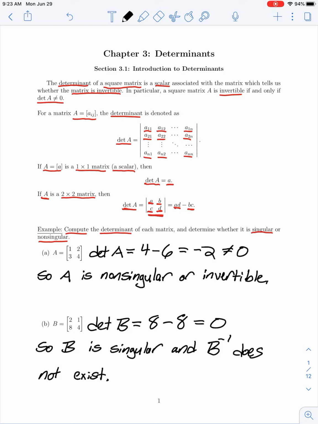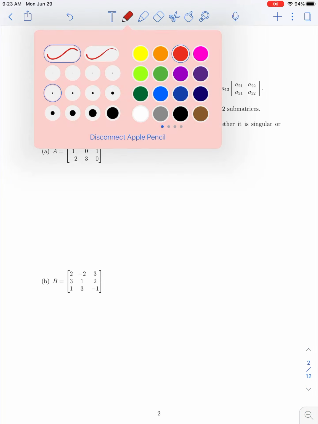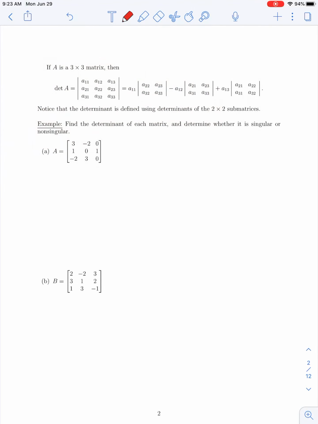All right. So we now know how to find determinants of a 1 by 1 matrix, or just a number, and a 2 by 2 matrix. So let's now try to start extending our definition to larger matrices. In these next examples, we'll consider 3 by 3 matrices.